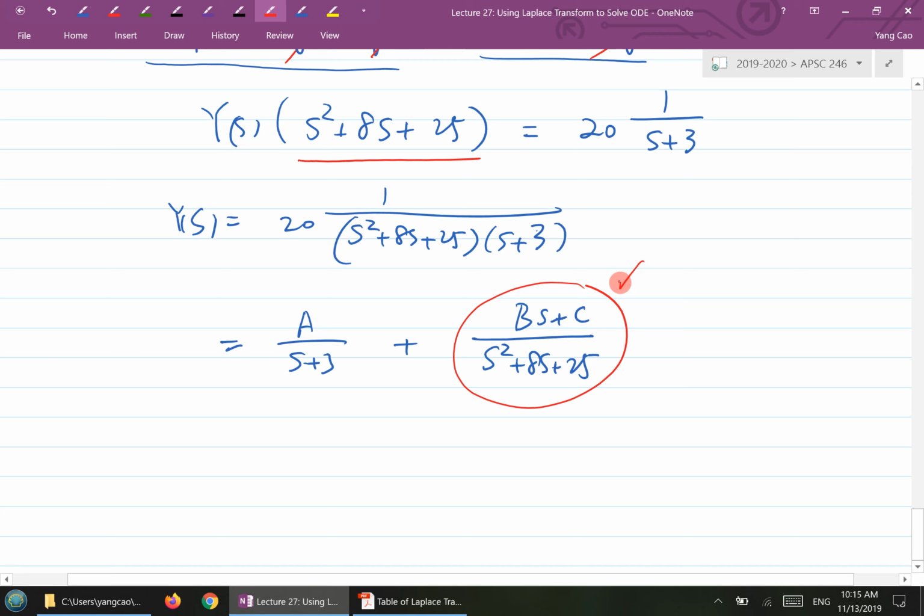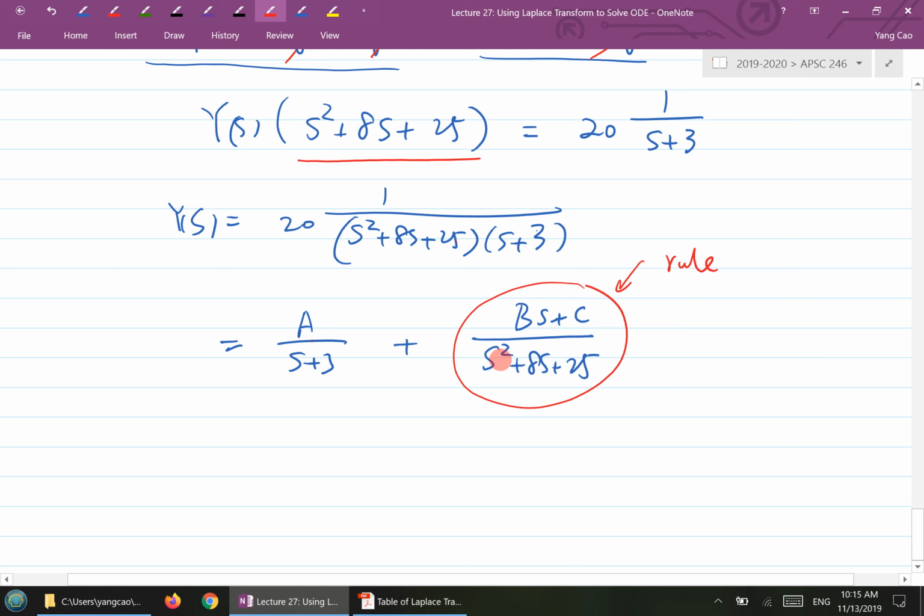Now you can't change this, okay? Just remember, this is basically like a rule. When you have this term here with complex conjugate roots, then you decompose this term into 2 terms. The term associated with s squared plus 8s plus 25, the numerator has to be bs plus c. It has to be. Otherwise, it's not going to work.